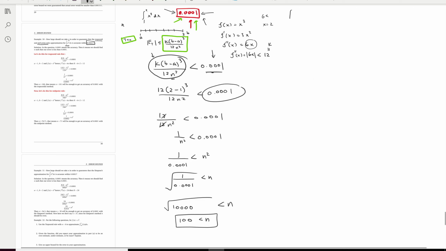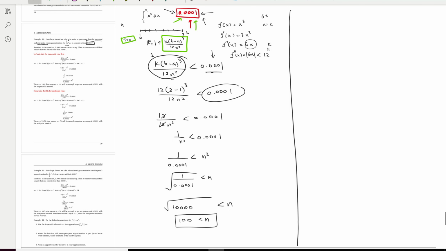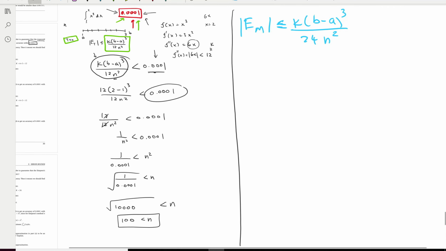Okay. All right, so the only thing that's going to change with the midpoint rule is the error bound formula, but the idea stays the same. So the error bound formula for the midpoint rule is actually K times (b minus a) cubed over 24n squared. Rather than 12, you have 24n squared. So the same idea. The worst case error, K times (b minus a) cubed over 24n squared, you want to be less than 0.001.